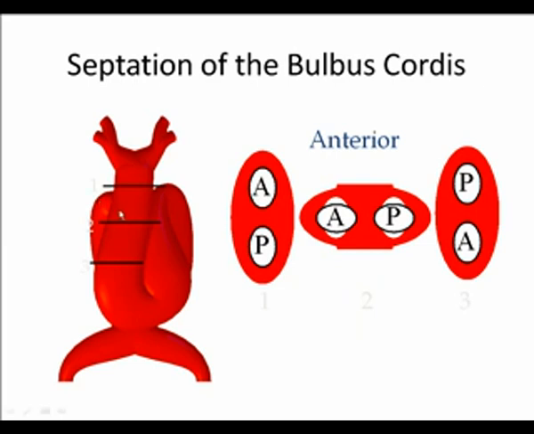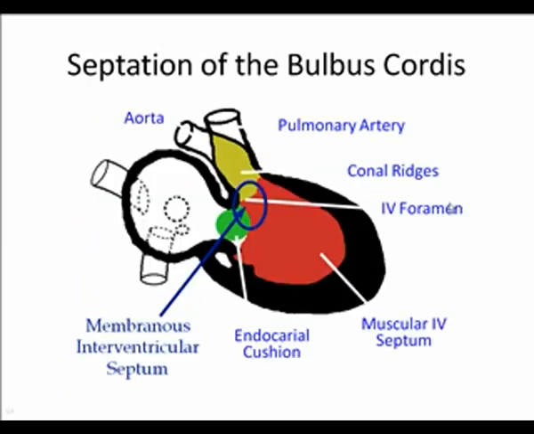In this slide, we're simply making the point that as we look from 1 to 2 to 3, from cephalic to caudal directions, we can see the spiraling of the aorticopulmonary septum. And so we can come back now to a point we made previously, that spiraling aorticopulmonary septum will intersect the muscular interventricular septum and the endocardial cushion tissue to form the membranous interventricular septum.